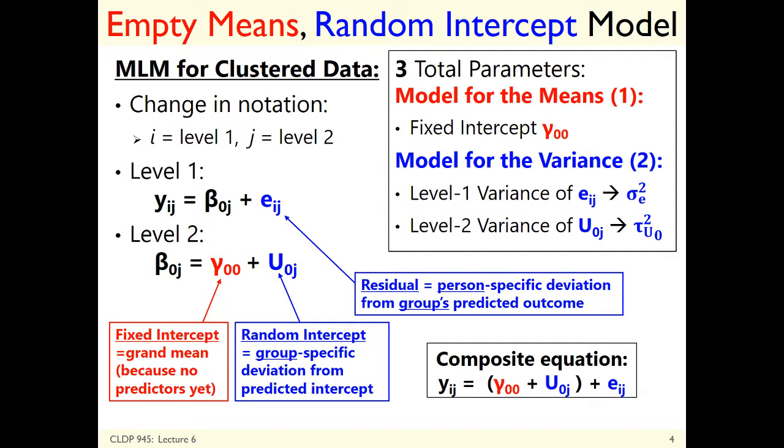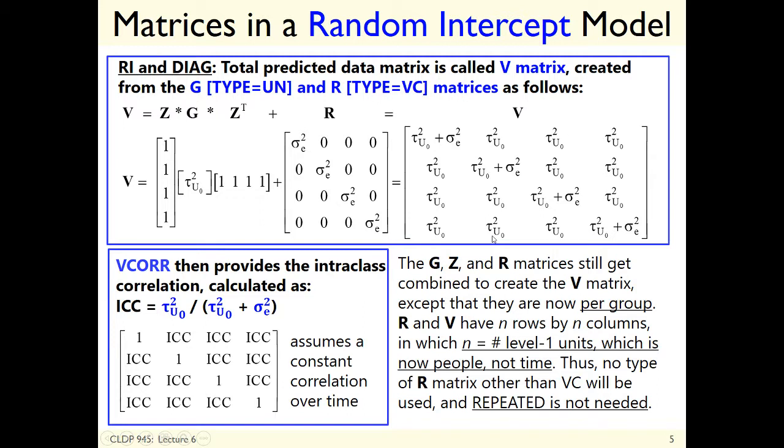But this is our empty means random intercept model. 3 terms: fixed intercept, which is the mean of the group means. Level 1 E variance, residual variance, which is now within variation of people within the same group. And level 2 U variance, this tau squared, which is differences between groups. Otherwise, it's all exactly the same. Interclass correlation works the same way here. In this case, though, we will never have an R matrix that we do anything with.